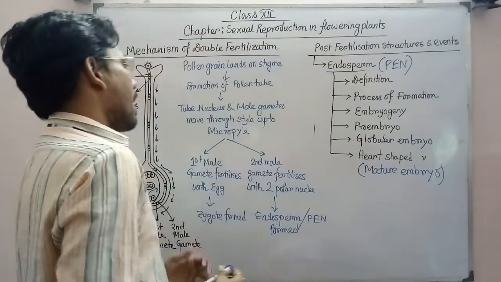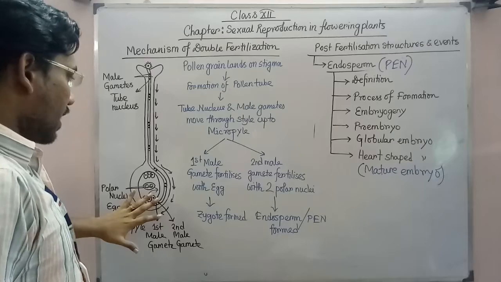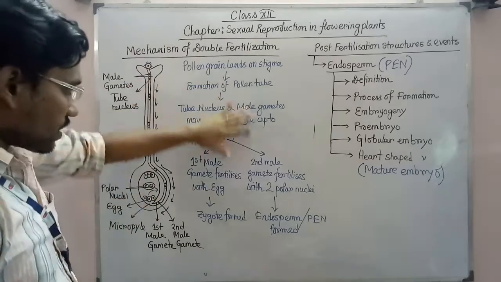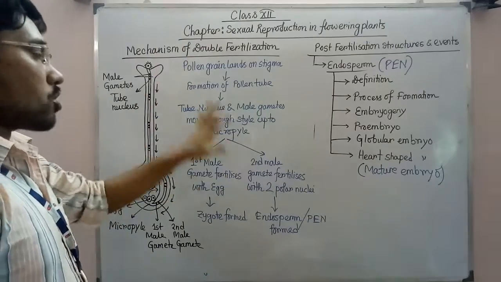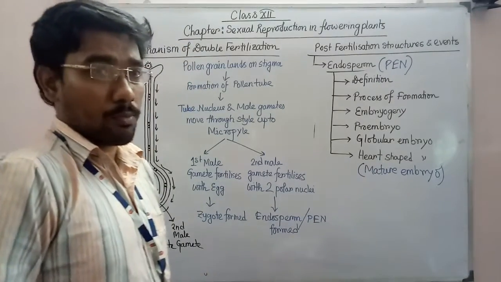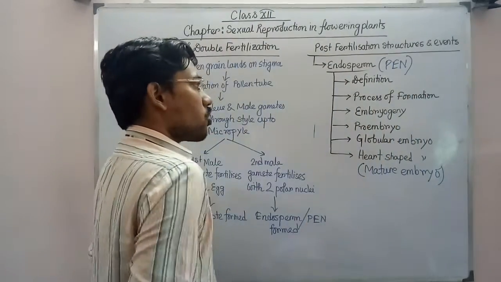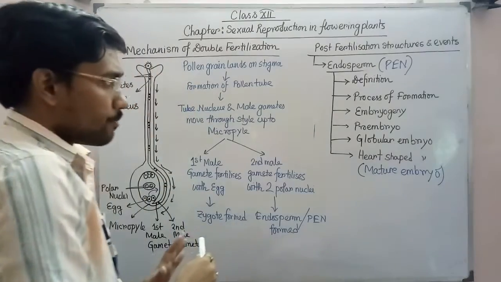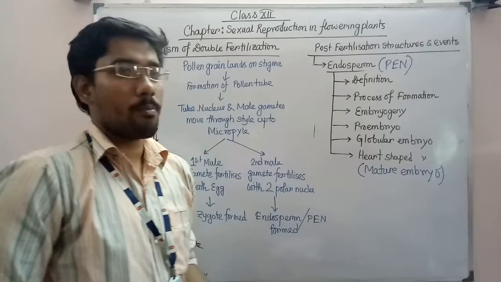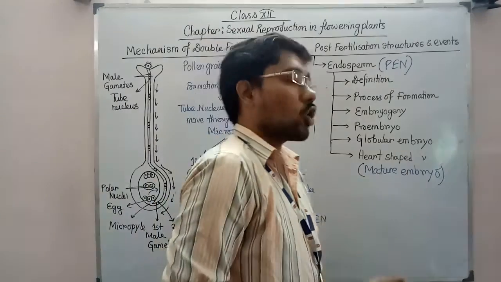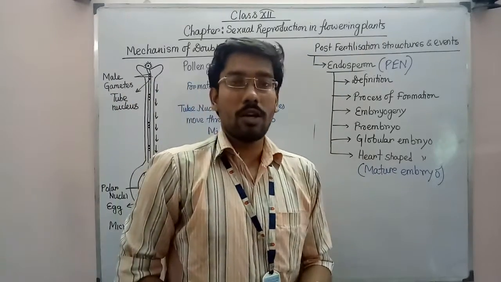Again I am just recapitulating these two parts. First, the double fertilization; the diagram is drawn here. I have described it, and this is the mechanism. Please note it down in your copy so that you can represent the same process in your exam answer copy. And second, I have talked about the endosperm definition and the process of formation, which is totally described here. Embryogeny I have talked about, that is the process of embryo formation. Then proembryo, the initial embryo formation, then the globular or intermediate step of the embryo, and then the heart-shaped or mature embryo formation.